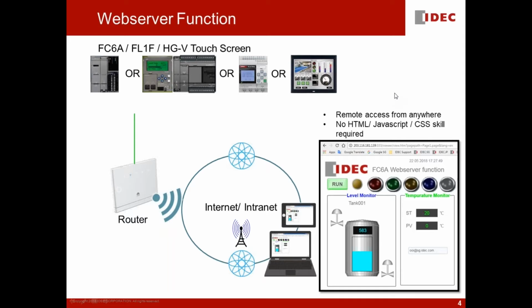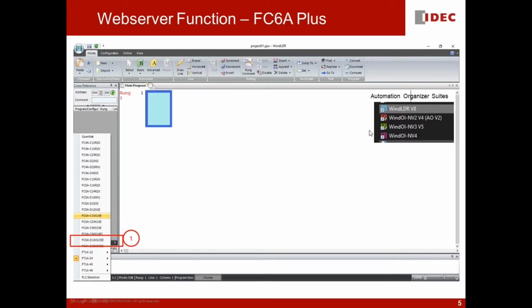So let us take a look at how easily we can configure and build this website without any programming skill. First of all, we need to launch our LDR software. When you install our Automation Organizer suite, which can be downloaded from our website, it comes with mainly 4 software components. WinLDR is mainly used to program PLC. NV2 and NV4 are mainly used to program touchscreen. NV3 is mainly used to program FT1A touch, which is a combination of touchscreen and PLC.